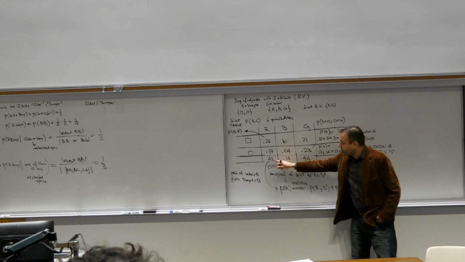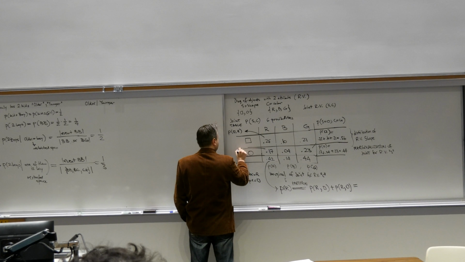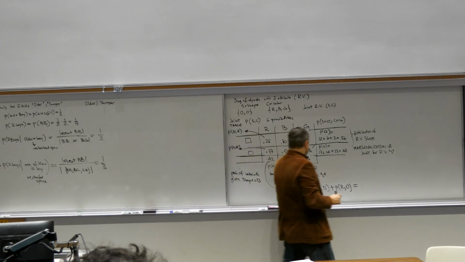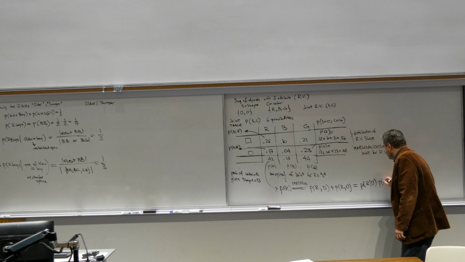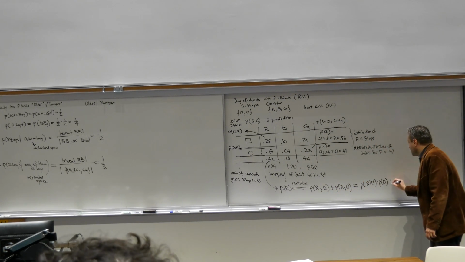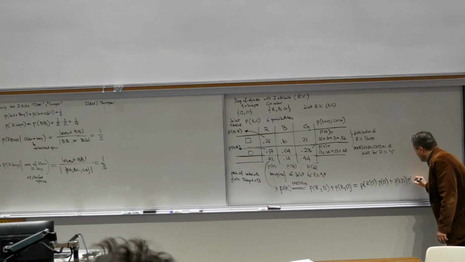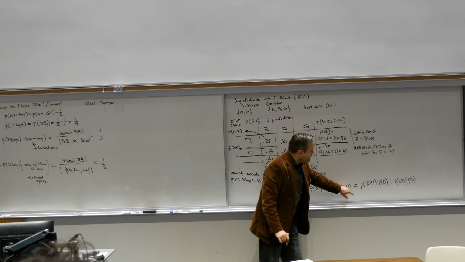So that's how I got 0.42. I added up those two values. This was red and square, and this here was the probability of round and red. But now if I apply Bayes rule, I get the probability of red given square times the probability of square, that's this one, plus red given round times the probability of round. This guy here is that, and this red and round is that.